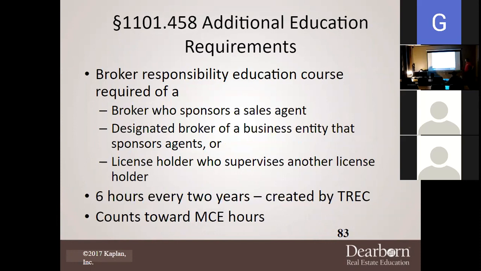Now, in regards to the broker responsibility education course, it is required of the broker who sponsors a sales agent, the designated broker of a business entity that sponsors agents, or the license holders who supervise another license holder. Again, there are 6 hours every 2 years that are created by TREC, and these do count towards your MCE.